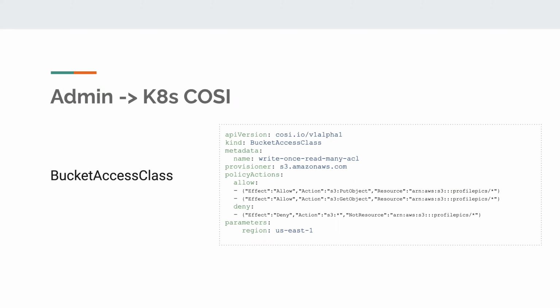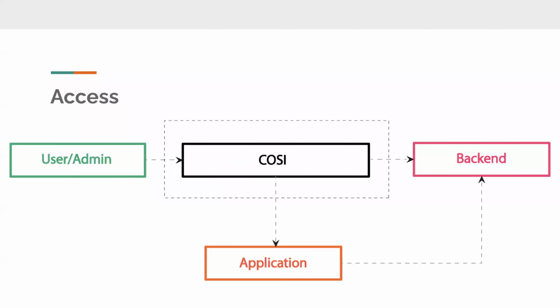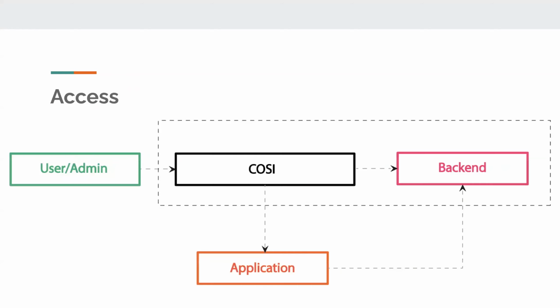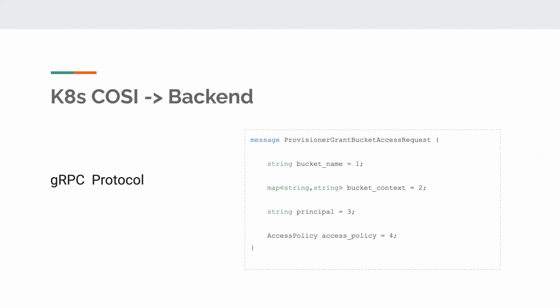After we go through and make this bucket access request call, I'm going to quickly go through this so that we have a picture of everything that's going on. With this flow, you have the user and admin request Cozy. Cozy creates a bucket access object, copies over fields, and then calls the backend with parameters, again the bucket name.